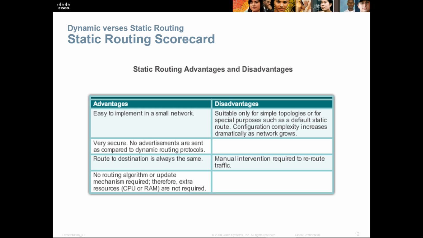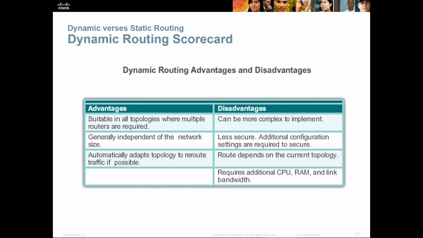So what are some of the advantages and disadvantages of dynamic routing? Some of the advantages are it's suitable in all topologies, it's more generally independent of the network size, it automatically adapts to topology. Some of the disadvantages: more complex to implement, less secure (debatable), routes depend on the current topology (again, that's debatable), but it does require additional resources like CPU, memory and bandwidth. So there are some additional overheads.